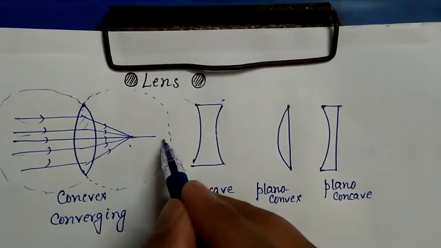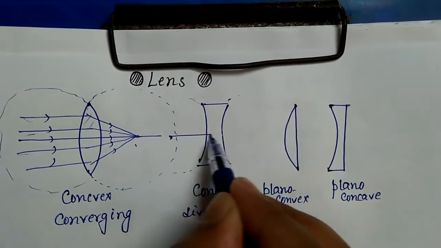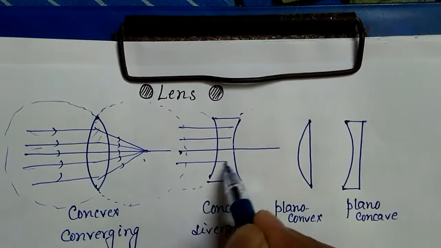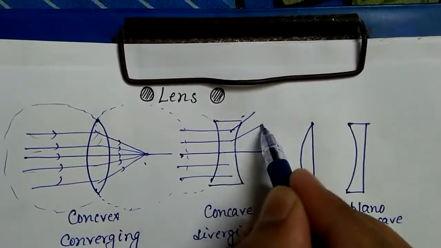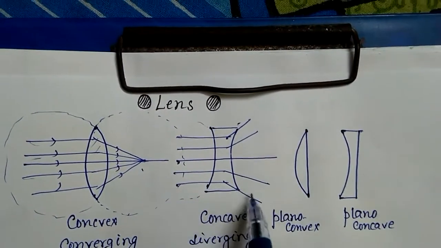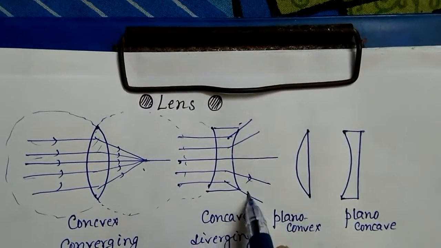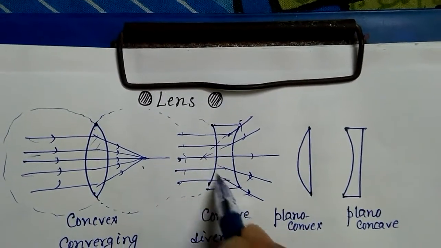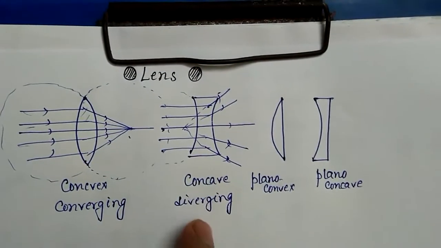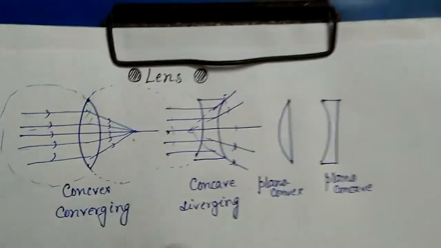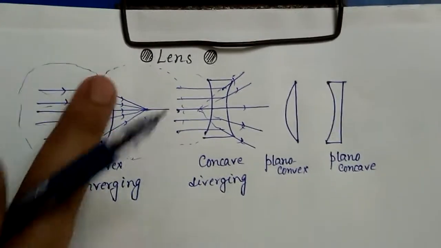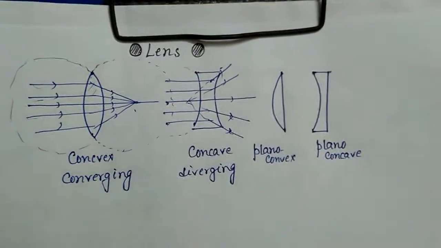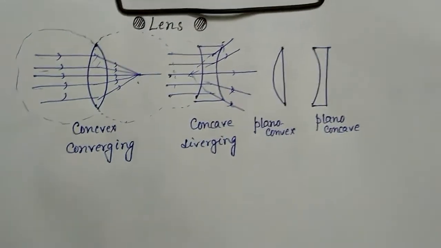Similarly, when light rays pass through this lens, they basically diverge from a certain point. That means they appear to diverge from this point. So that is why this lens is known as the diverging lens. Now the question is, why does this lens converge all the light, and why does this lens diverge all the light? So let's talk about this.